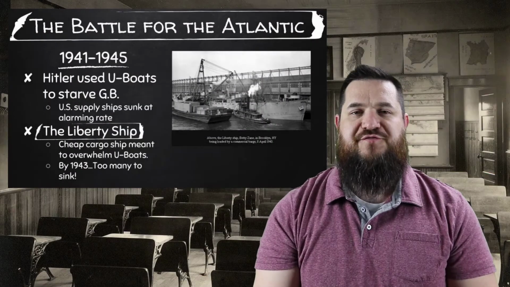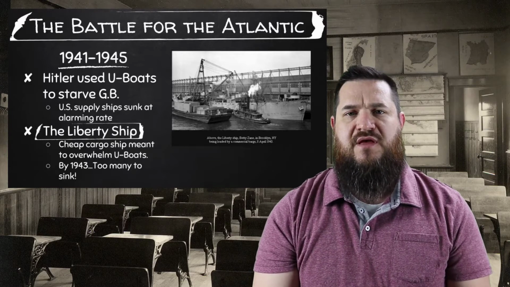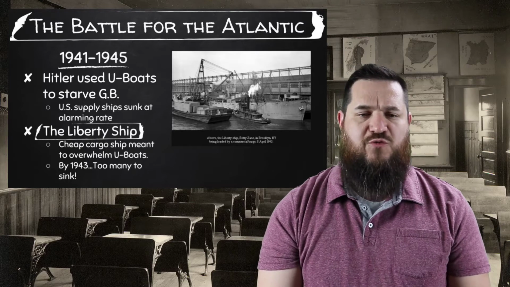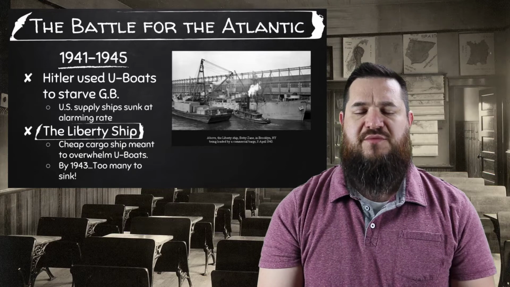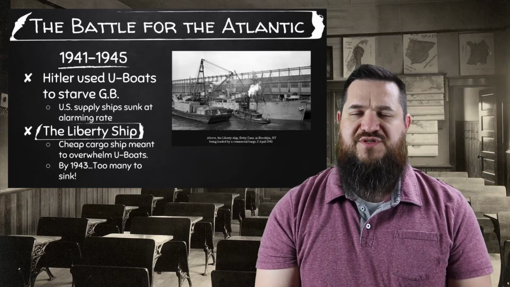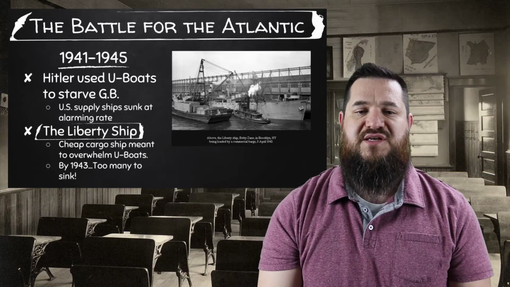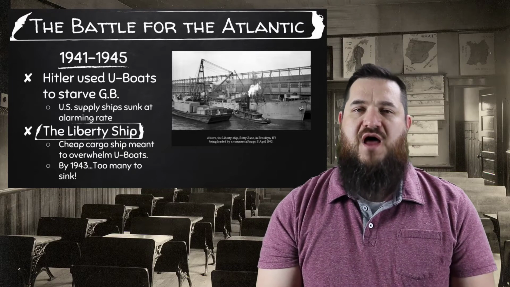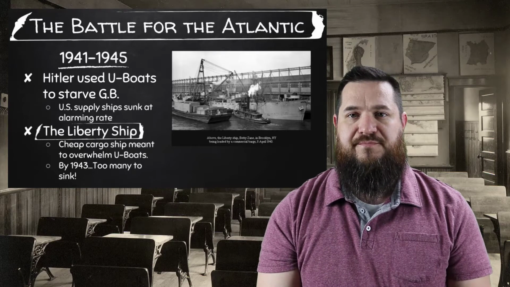The second major event in Europe we need to talk about is called the Battle for the Atlantic. This starts in 1941 and really continues to the end of the war in 1945. Essentially, Hitler was using his submarines, the U-boats, to starve Great Britain. Anytime those submarines saw a cargo ship headed to Great Britain, they would do their best to sink it. When the U.S. started entering the war, the Germans were doing a phenomenal job at sinking all the supplies we were trying to send to Great Britain.